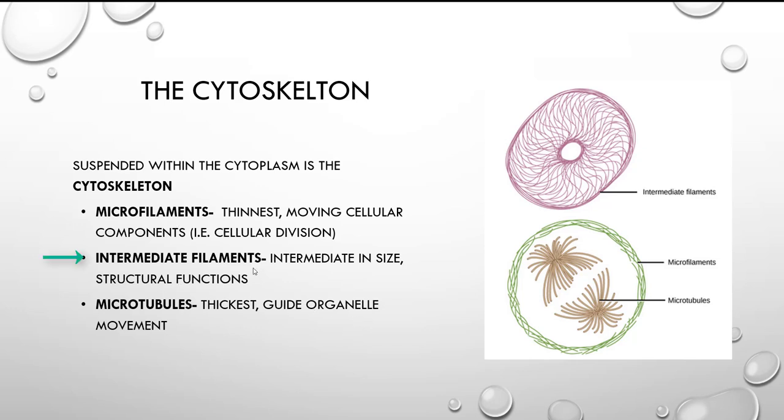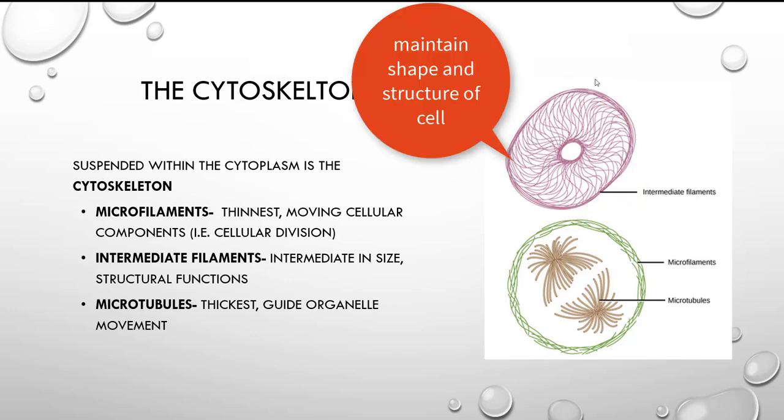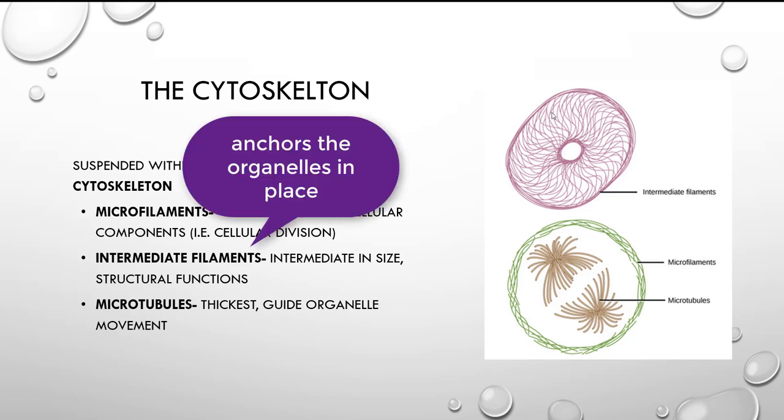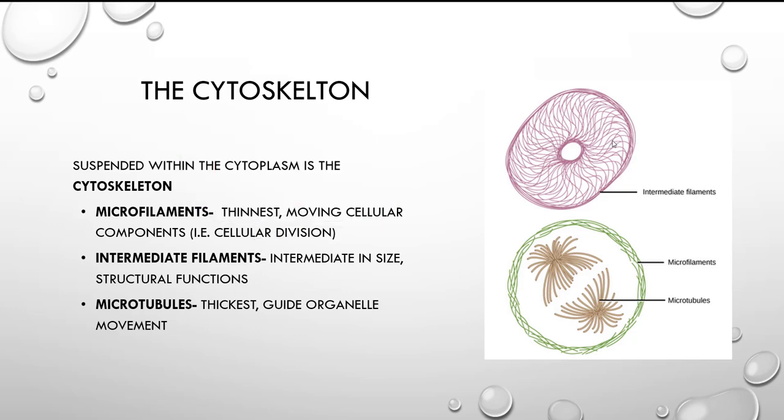Next, we have the intermediate filaments, which are called intermediate because they're intermediate in size. They provide more of a structural function. They help maintain the structure of the cell so that the cell's not collapsing on itself. Again, here's the plasma membrane surrounding, and it keeps the structure of the cell. It also helps keep all of the organelles in place. You don't want the mitochondria floating into the Golgi apparatus or something like that. So it helps maintain the cell shape as well as anchors the organelles in place.